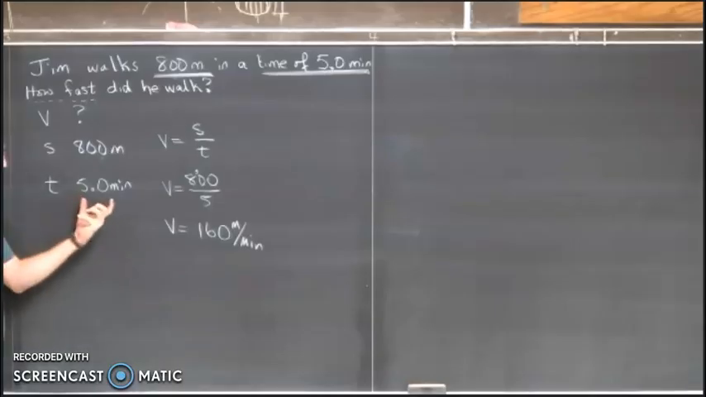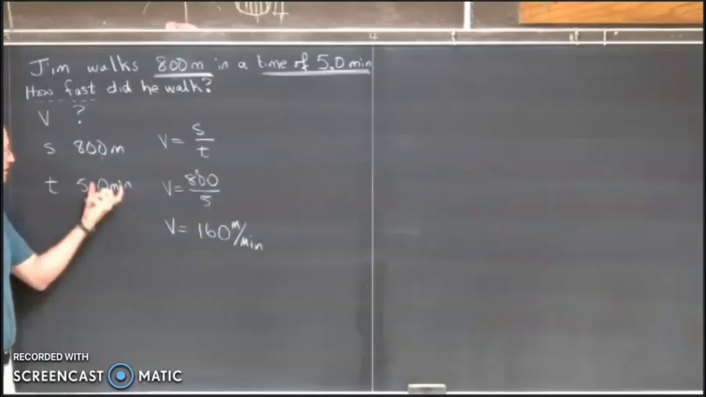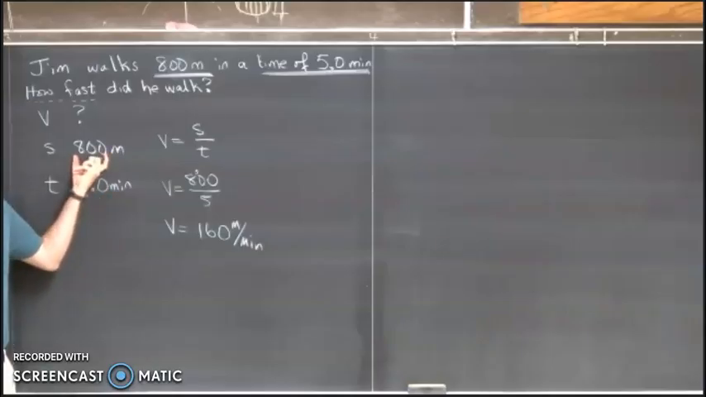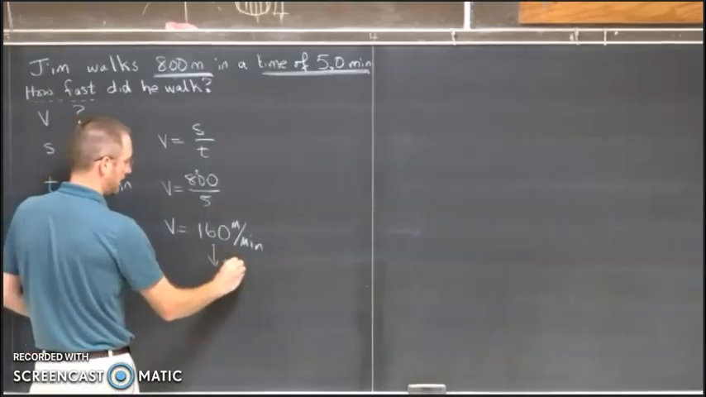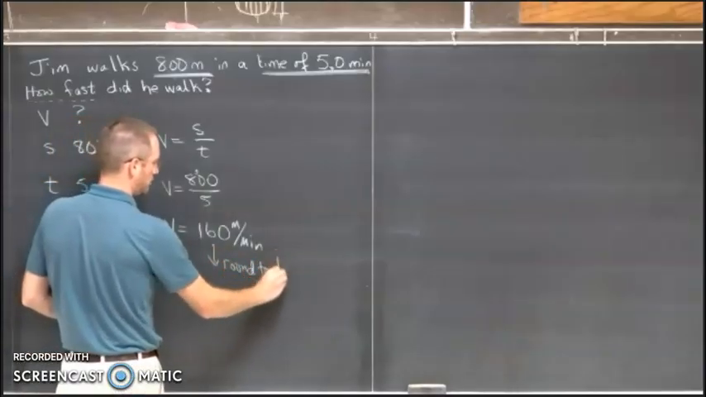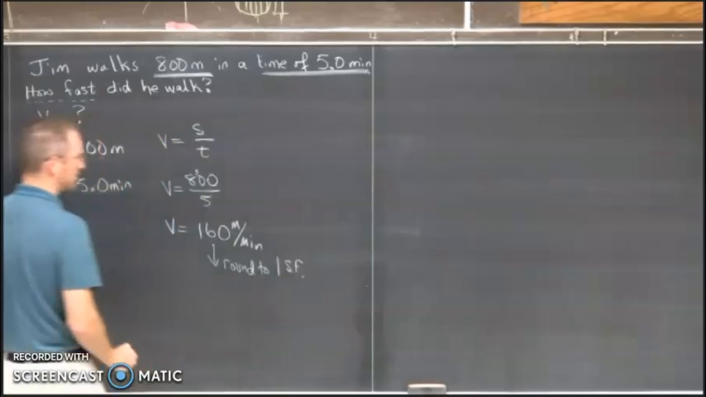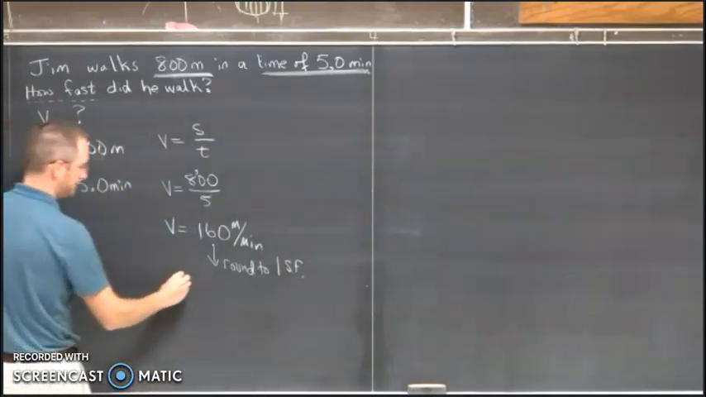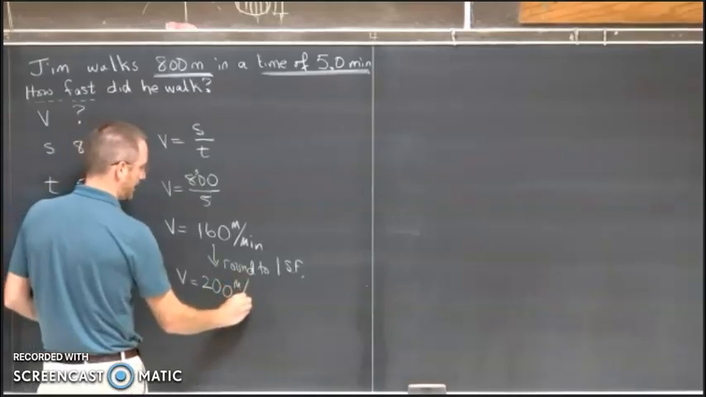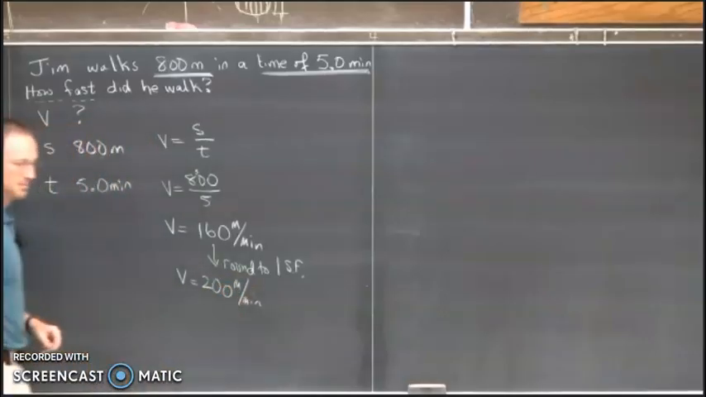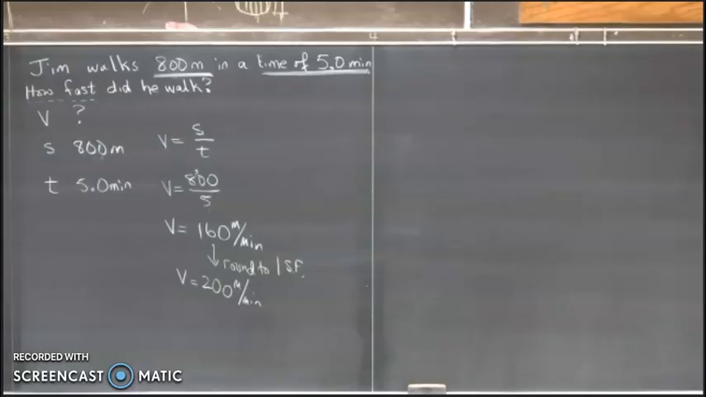Now for our significant figures, we've got 2 sig figs here, and we've only got 1 here. So we're going to have to round this to 1 sig fig because of that 800. So that 160 rounds to about 200 meters per minute, because 160 rounds up to 200.